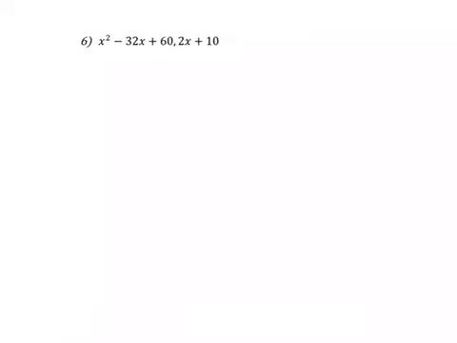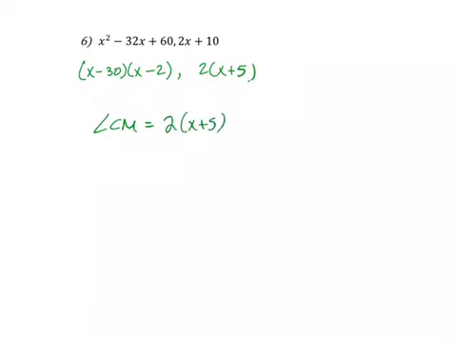Okay, now this one: x squared minus 32x plus 60. Two numbers that you multiply and give you 60, and you add and give you 32. Those are x minus 30, x minus 2. My next one is 2 times x plus 5. Right? So my least common multiple here, as you can see, there's nothing that is repeating on both sides. So my least common multiple here is 2 times x plus 5 times x minus 30 times x minus 2. So my least common multiple is the multiplication of everything.